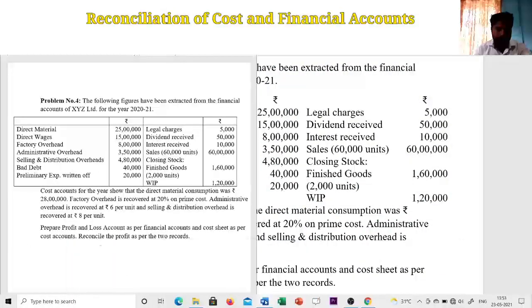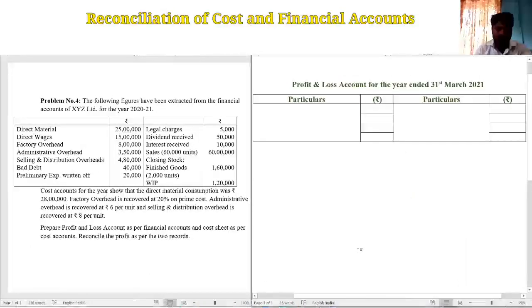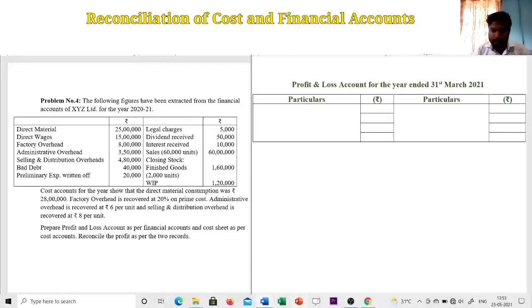Okay. So I'm starting with the profit and loss account. We can start from cost sheet also. We can start from profit and loss account also. Intention is to calculate financial profit and the costing profit. Okay, so instead of preparing cost sheet, we can also prepare the costing profit and loss account. So we have the option to prepare. Okay, so I'm starting with profit and loss account.